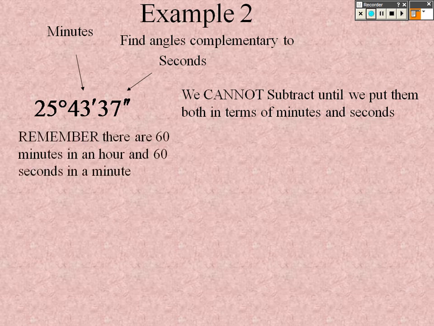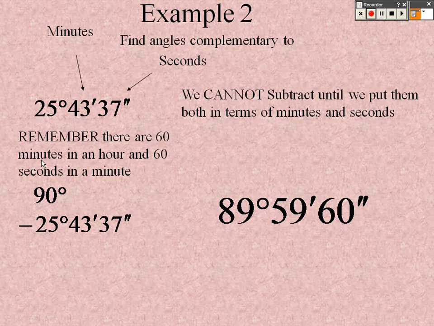So, remember this little thing when you're doing minutes and seconds. It makes it much easier. There are 60 minutes in an hour, so pretend like degree is the equivalent of hour, okay? There are 60 minutes in an hour, and there are 60 seconds in a minute. So 90 degrees could be rewritten as 90 degrees, and then we subtract the 25 degrees, 43 minutes, and 37 seconds. The problem is we have no minutes and we have no seconds, so somehow we have to line this up so we can subtract them nice and evenly.